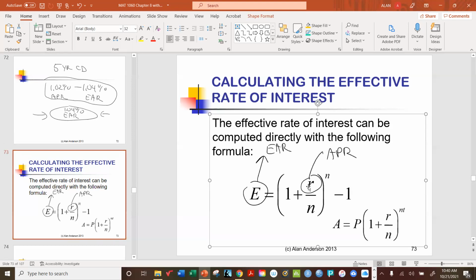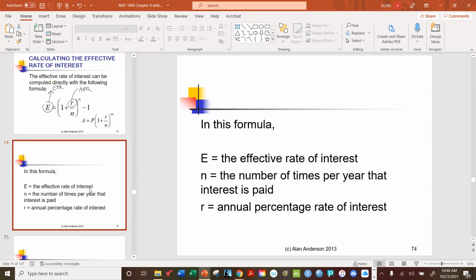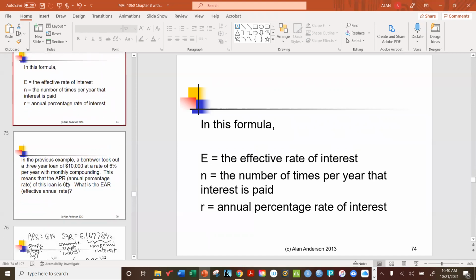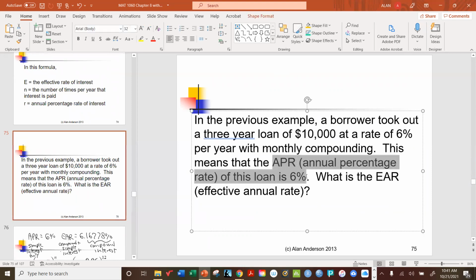So the R in this formula is your APR, the E is your EAR. If you look at this carefully, N is the number of times a year that the interest is compounded, or in other words, the compounding frequency. So imagine we have the following situation. A borrower takes out a 3-year loan for $10,000. The rate is 6%. The compounding is monthly. So the APR is 6%. But when you take into account the fact that interest is compounded monthly, what is the effective rate of interest?